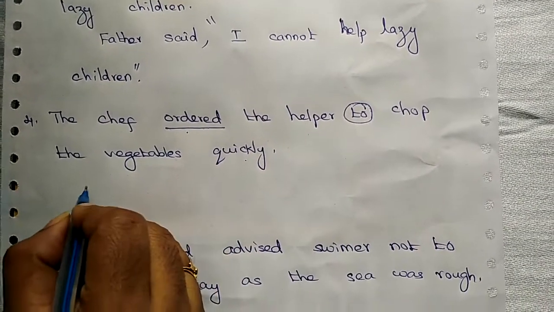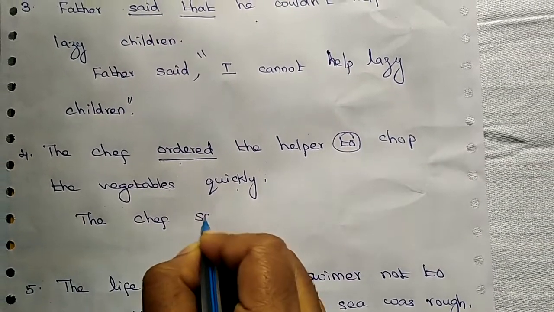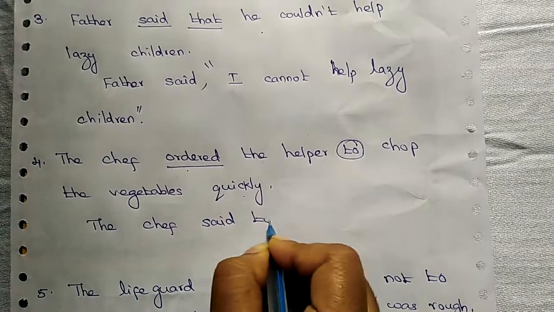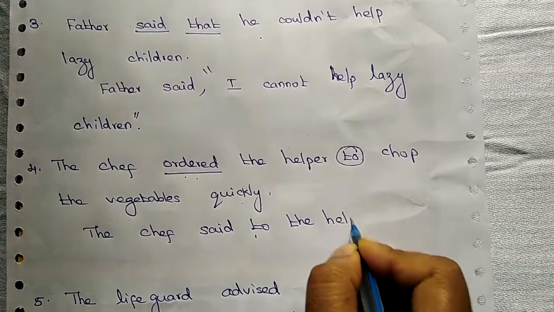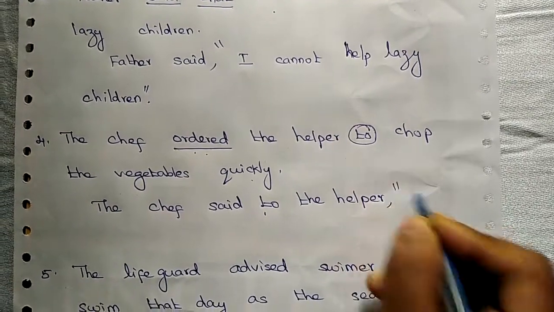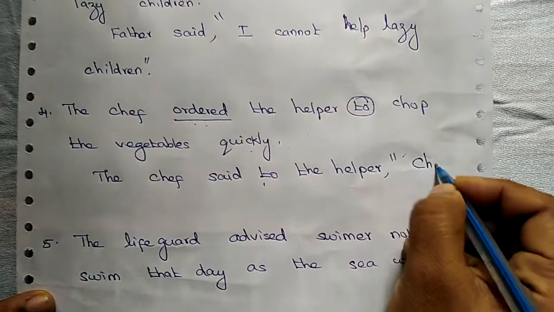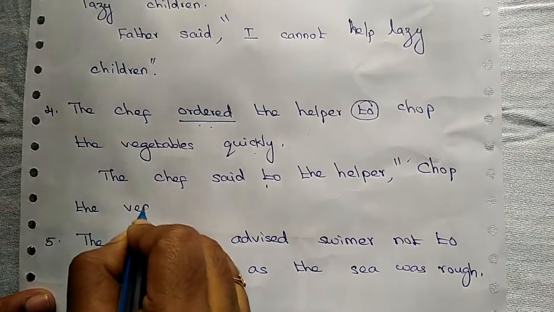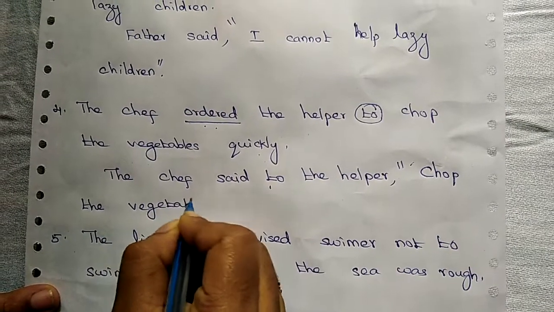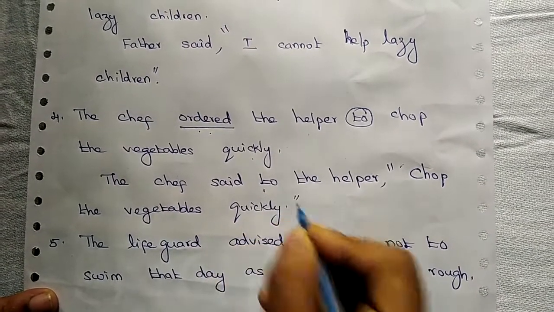Okay, ordered. Whatever the reporting verb will be, it will change into said to. Is it, ma? So, now, the chef ordered will change into said to. The chef said to the helper, comma, begin the quote. We don't want to write this connecting word. Now you write chop the vegetables quickly. Stop, close the quotation.